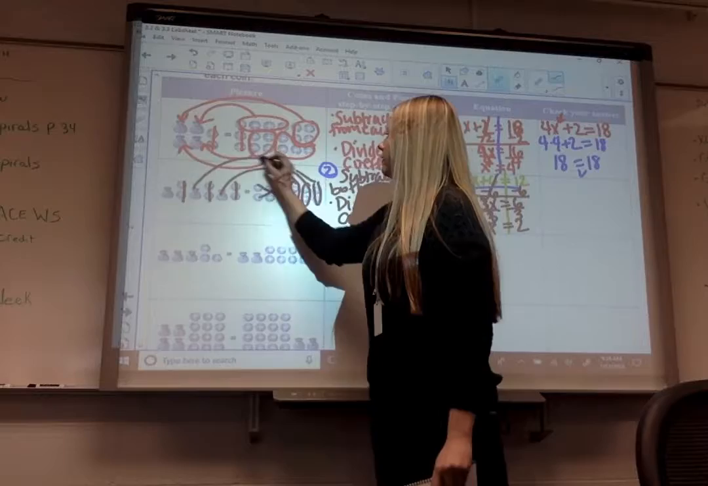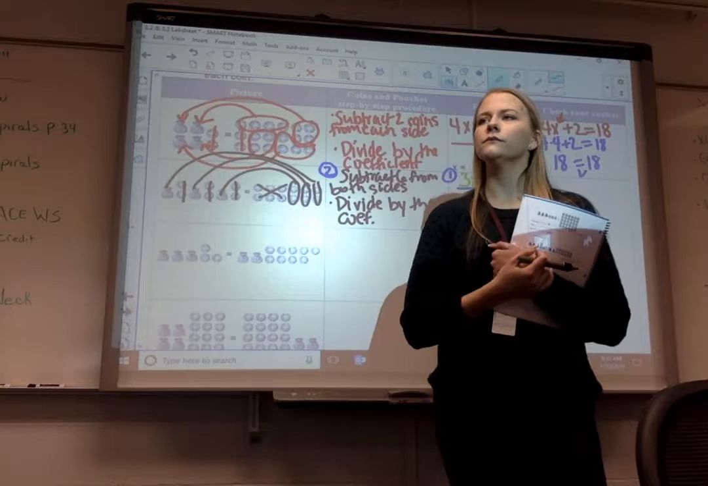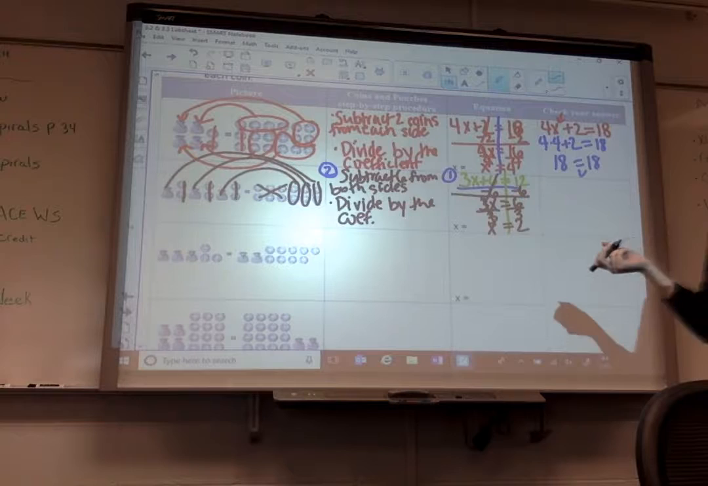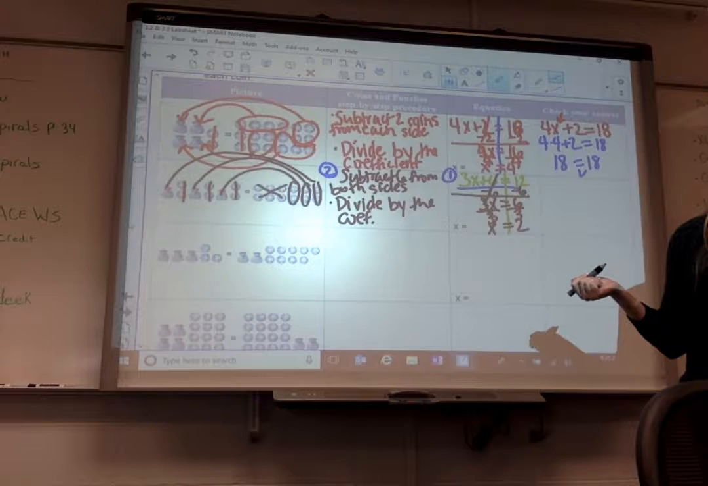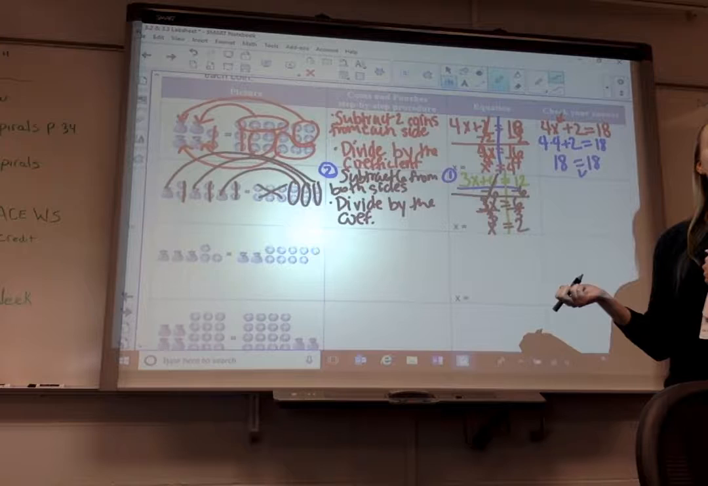Ladies and gentlemen, remember the other day when I said that we're not going to use pictures for very much longer? Well, today's our last day we're going to use pictures. So the reason why she's using that equation column is because starting on Monday, that's the only column you're going to use. We're not going to have a picture. We're not going to have to write in words. It's important that you can do that third column with us today because starting Monday, that's all you got.